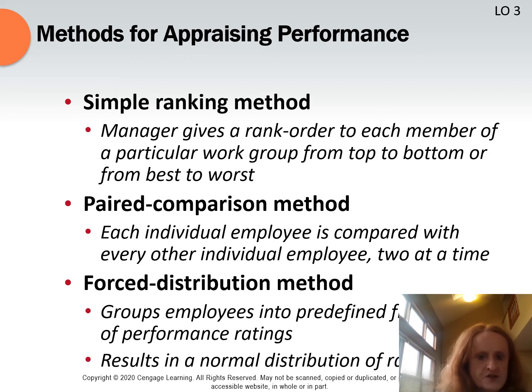The forced distribution method results in a normal distribution of ratings, which may be seen as fair. From the organization's perspective, if employees are to receive merit pay increases, this ensures control over how much money is spent when it's a forced distribution. So, how much money is going to be spent on merit pay.